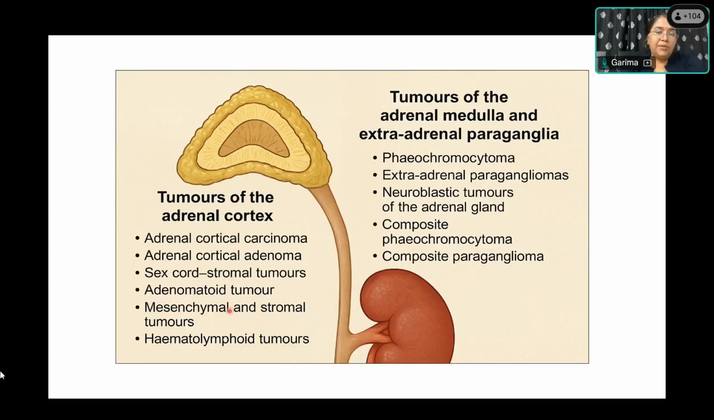stromal tumor, mesenchymal stromal tumor, and sometimes hematolymphoid tumors. And in adrenal medulla, pheochromocytoma, as you have rightly made the diagnosis of this case. And besides this, you can get composite pheochromocytoma and composite paraganglioma. So I'm glad that you all made this diagnosis. This was a straightforward case.